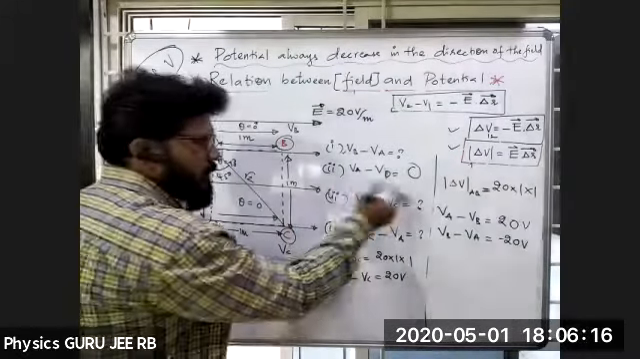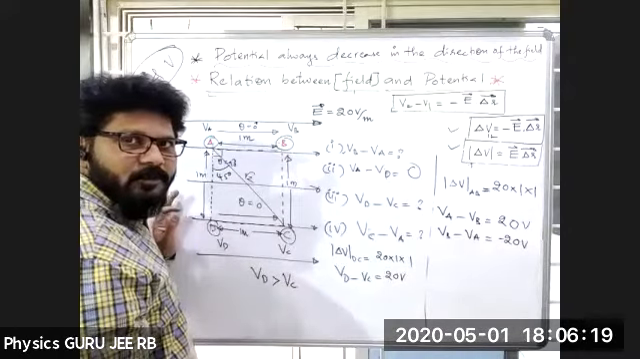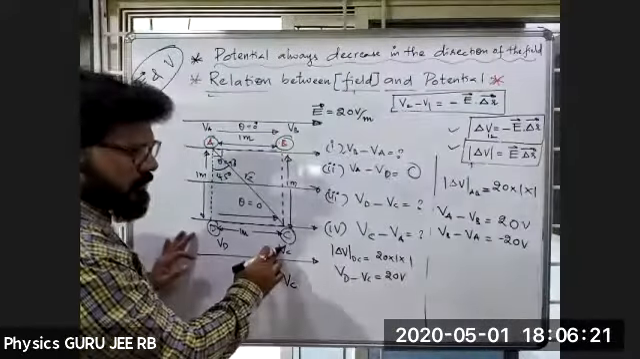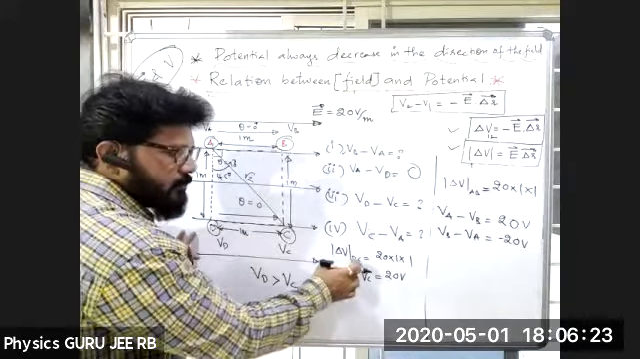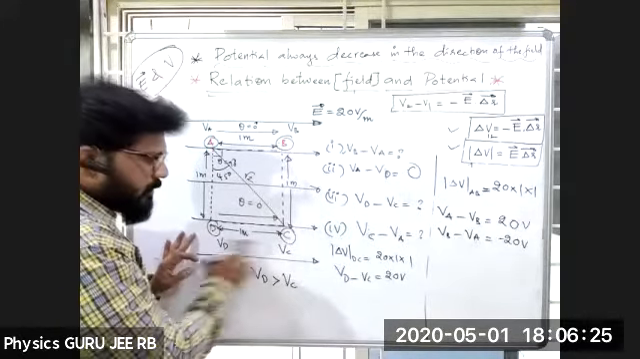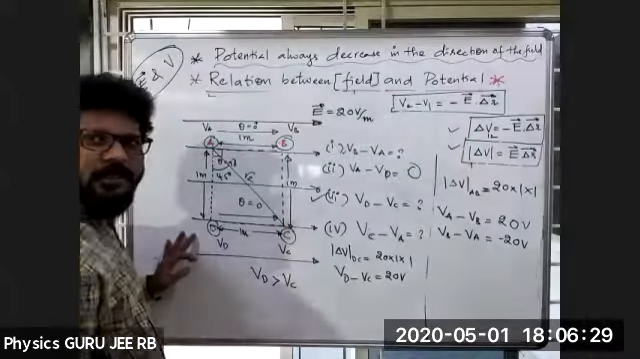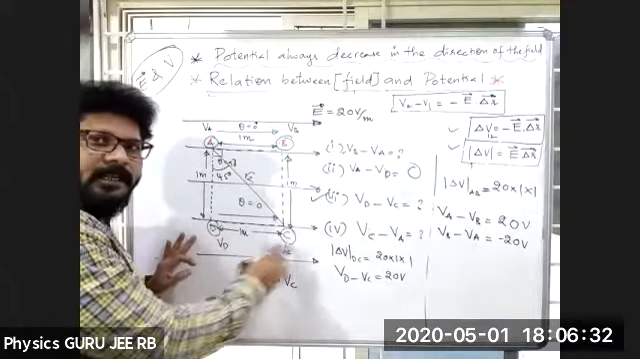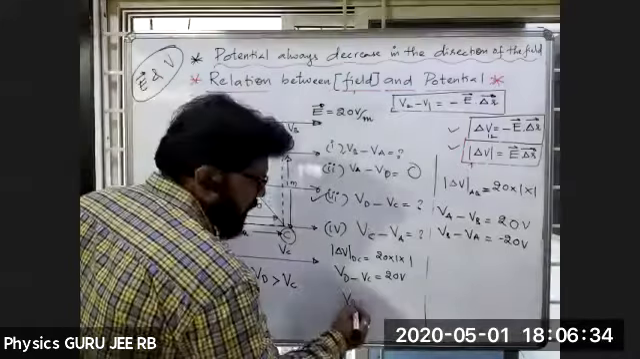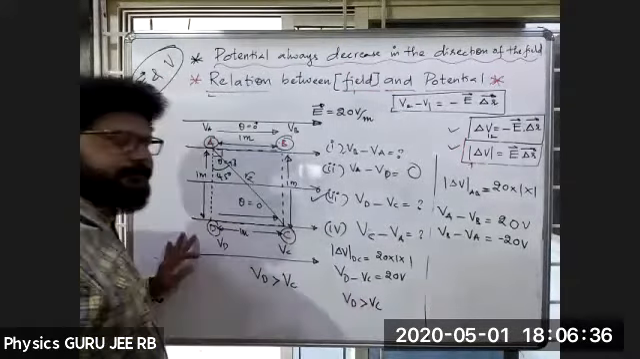Now the second case, anyhow it is 0 because theta is equal to 90 degrees. Third case, if you take delta V from D to C, it is equal to 20. So this can be written as VD minus VC, which is 20, because he is asking VD minus VC only. There is no problem because VD is greater than VC.